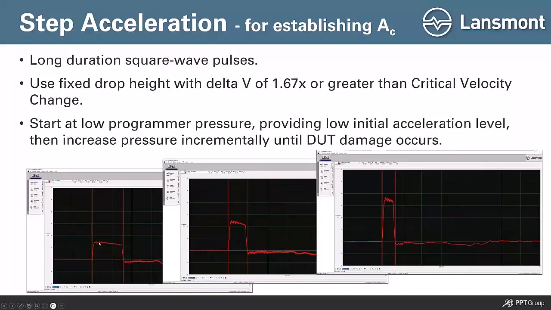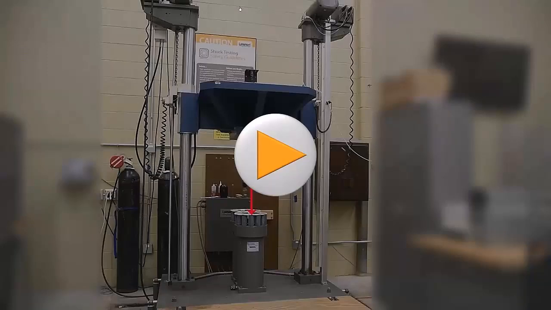And the only thing we're varying is the amplitude. So we're slowly incrementing the G level we're exposing it to on each one of those drops. We're incrementally increasing that. And so I'm going to switch back over quickly to the video of what step acceleration looks like.